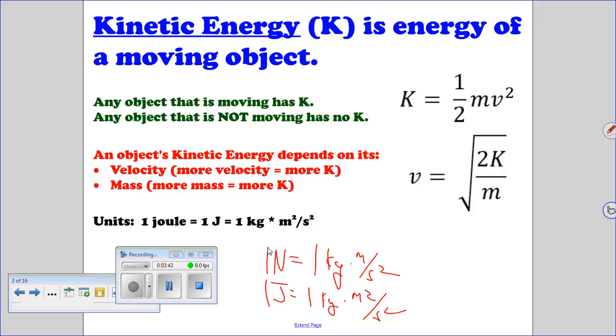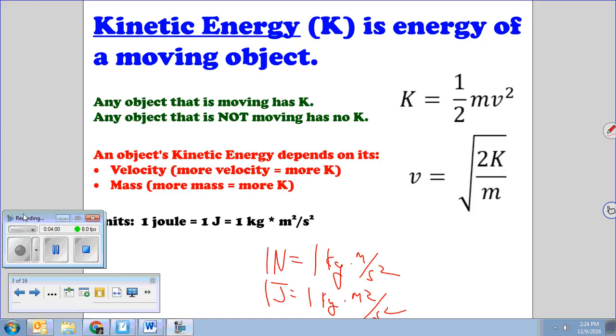That's one of the ways you find work. Yes, that's where we're headed. Work and energy are the same. Everybody good? We're getting to all that stuff, so good questions.